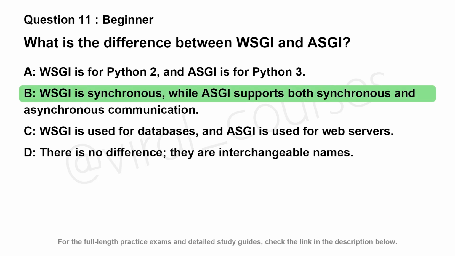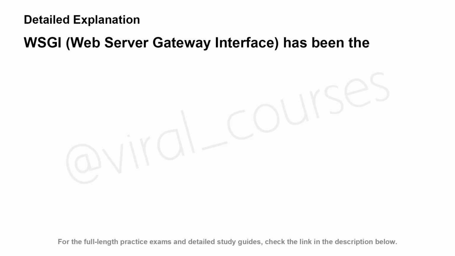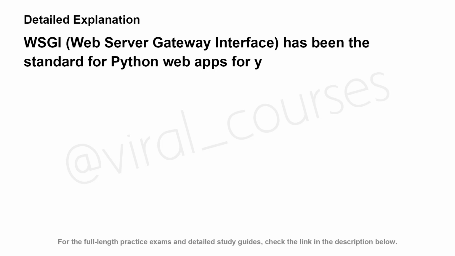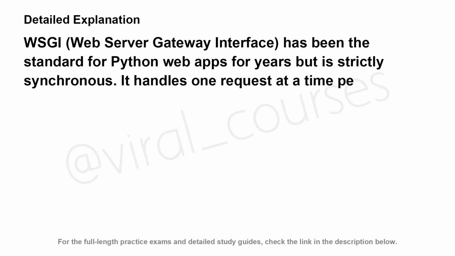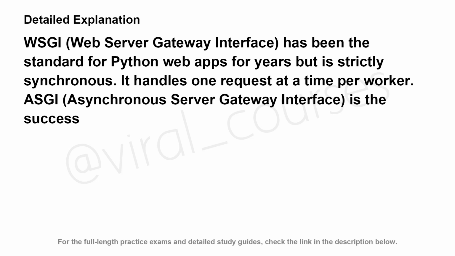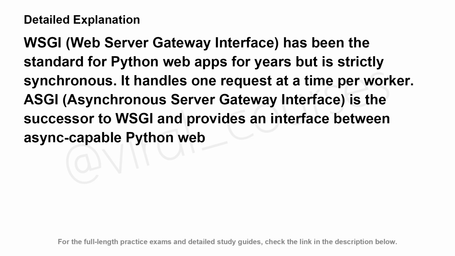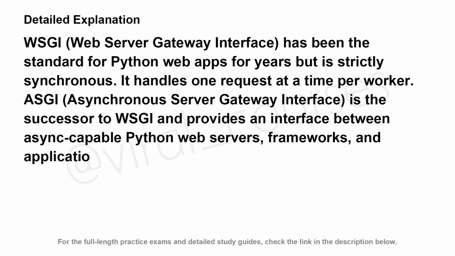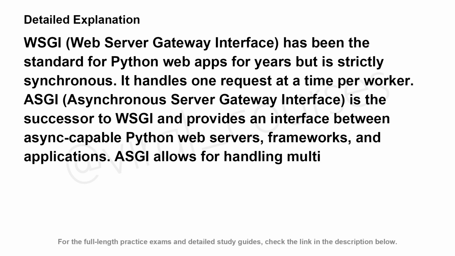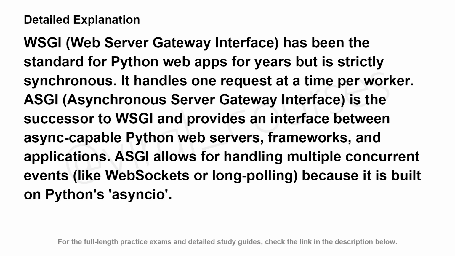The correct answer is B. WSGI, Web Server Gateway Interface, has been the standard for Python web apps for years but is strictly synchronous. It handles one request at a time per worker. ASGI, Asynchronous Server Gateway Interface, is the successor to WSGI and provides an interface between async-capable Python web servers, frameworks, and applications. ASGI allows for handling multiple concurrent events, like WebSockets or long polling, because it is built on Python's asyncio.